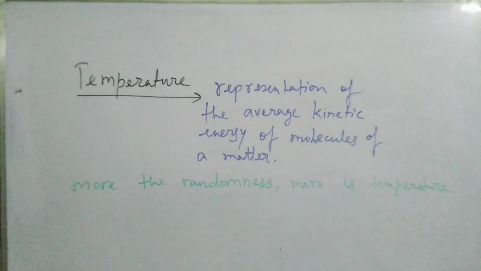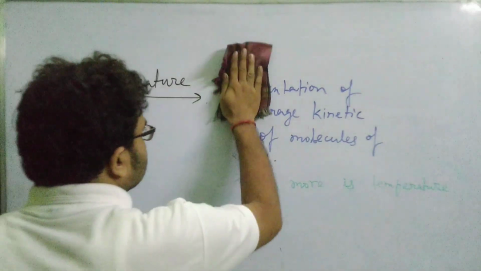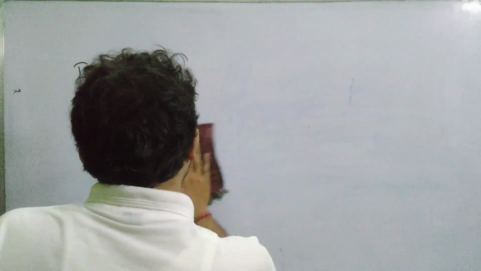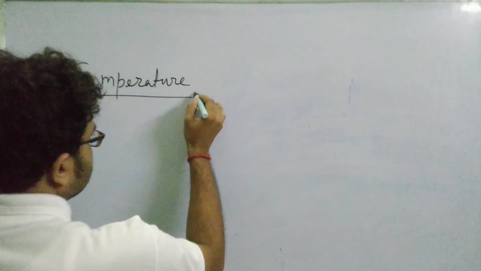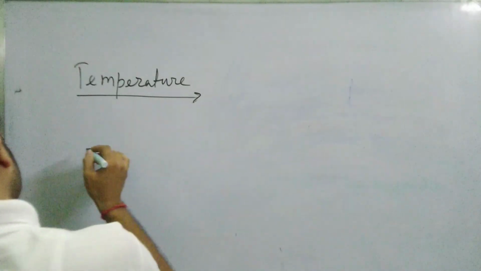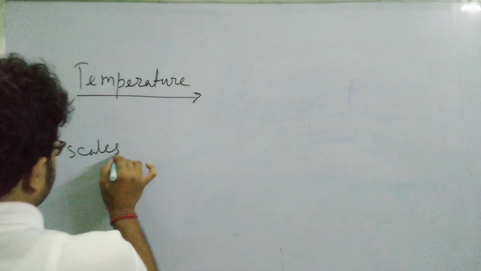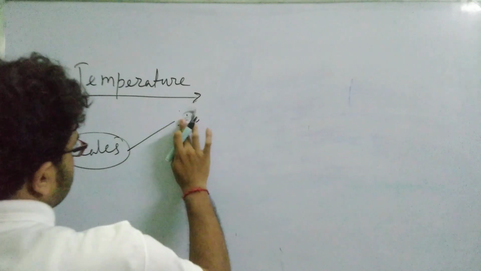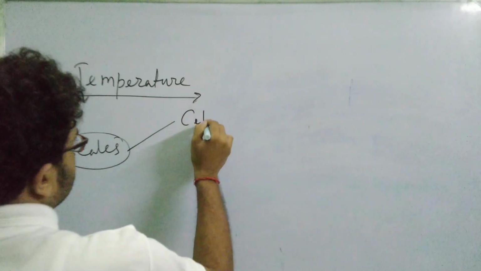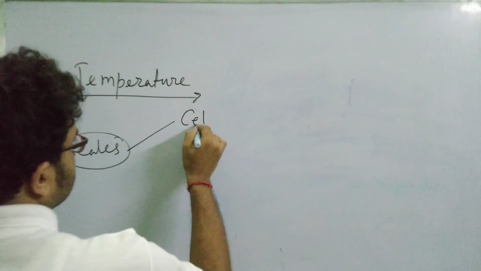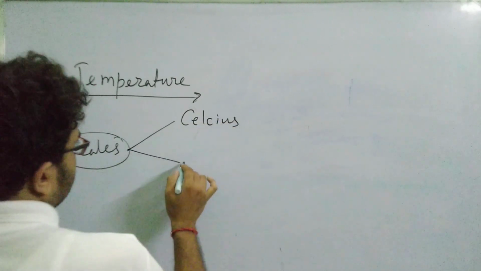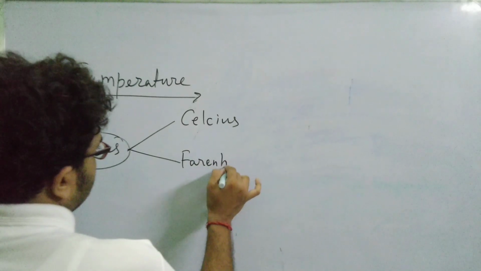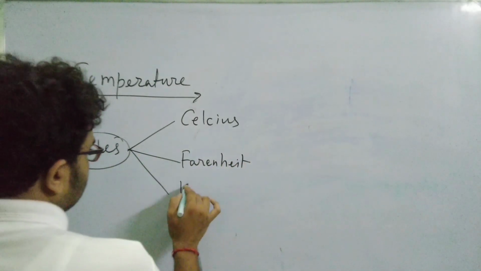Now if we just think of what the units of temperature are, basically temperature is measured in various scales. What are the scales? Let us just quickly have a recap of the scales of temperature. Okay, there are three scales basically. One is the Celsius scale. Another one is the Fahrenheit scale, and the third one is the Kelvin scale.